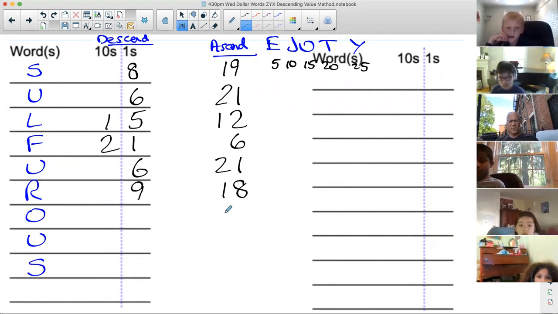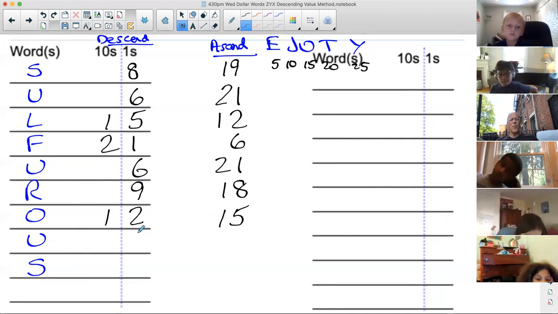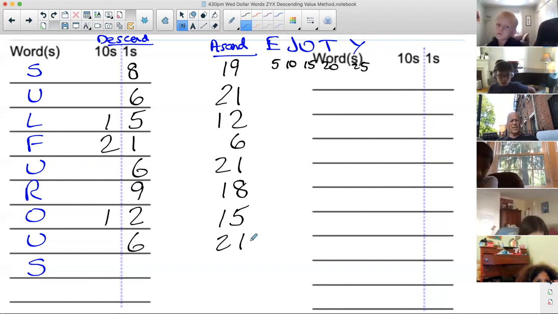Now, O is kind of easy. 15. And give it to me under descending. 12. Excellent. Excellent. And oh my God, there's a third U in the word sulfurous. And that is surprising. And of course, there's another S, which we already know.